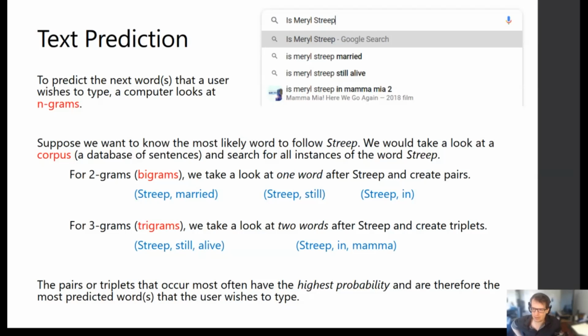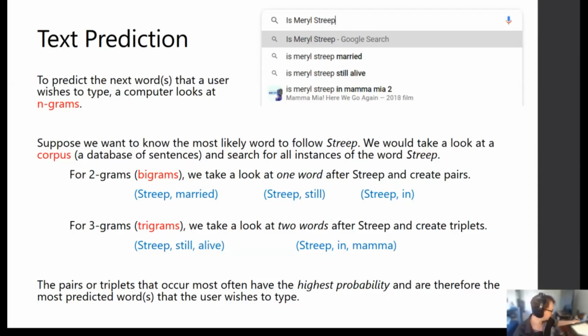So if you ask a question, I did this yesterday, I typed, "Is Meryl Streep?" And then the first 3 results that came up were, "Is Meryl Streep married?", "Is Meryl Streep still alive?", and "Is Meryl Streep in Mamma Mia 2?" I was a bit surprised by the third one. So how does a computer do this?